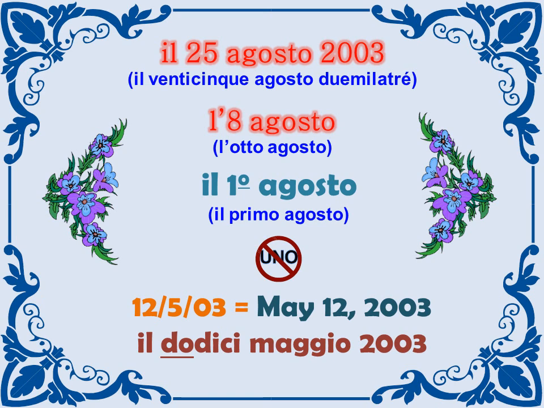Also keep in mind that because Italians always mention the date first, when they write a calendar date all in numbers, the first number will refer to the date, and the second number will refer to the month. So 12/5/03 must be read as May 12, 2003, or il 12 maggio 2003.